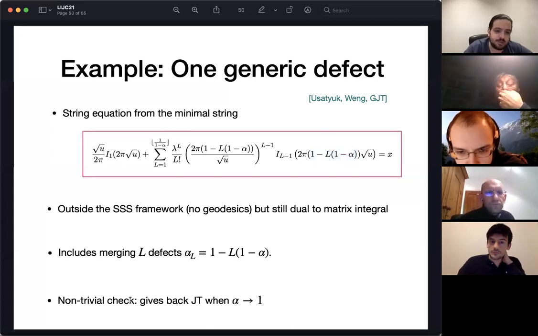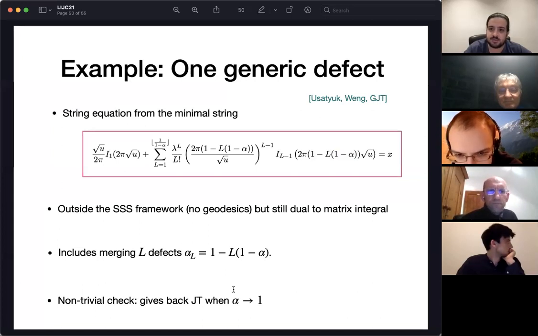And some non-trivial check is that when alpha goes to 1 and this sum becomes infinite, this whole thing gives you back JT again. And this makes sense because a gas of no defects should be the same as having no defects. So from the perspective of the minimal string, alpha equals 1 corresponds to inserting the identity that, as I said before, is just a shift in the cosmological constant.